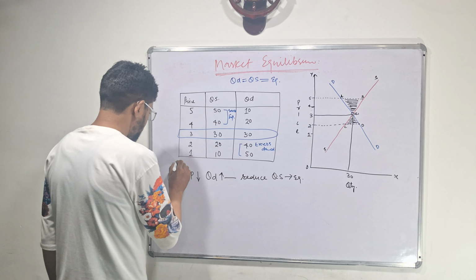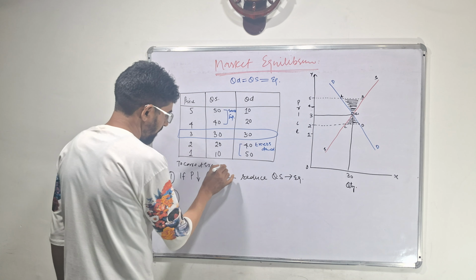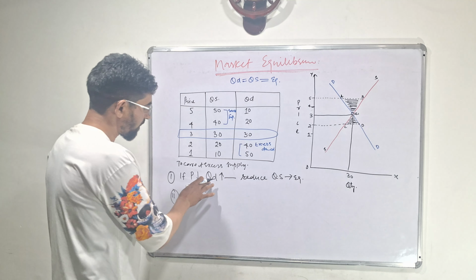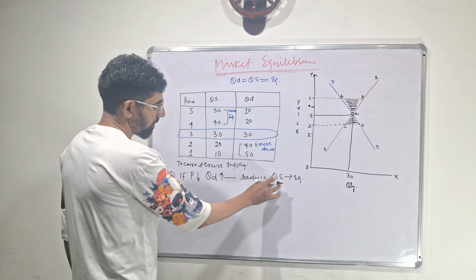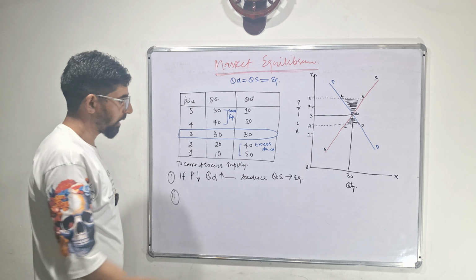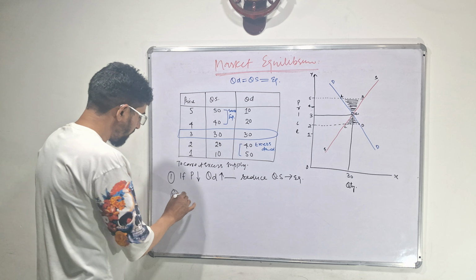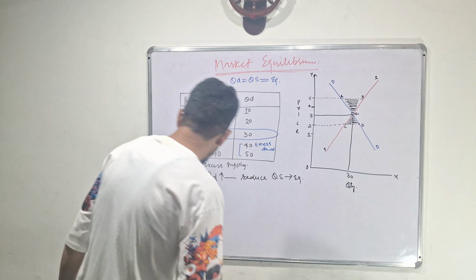I will write here, to correct excess supply, what we have to do? We have to increase quantity demanded. When we increase quantity demand, price will fall. Definitely, it will reduce quantity supply. Continuously, when we do this, we will arrive at 30.